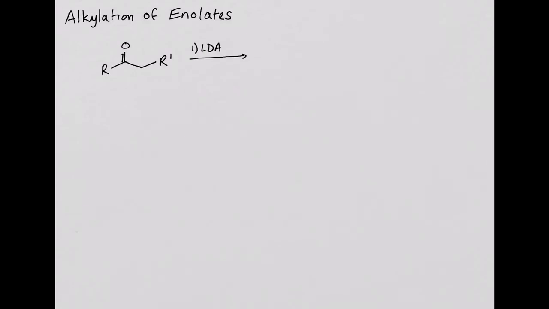This video will cover the alkylation of enolates. In this reaction, the alpha proton of the ketone is removed with strong base in the first step, lithium diisopropylamide, and in the second step is used to attack the electrophile, typically an alkyl halide or an alkyl tosylate. This produces the alpha substituted product.